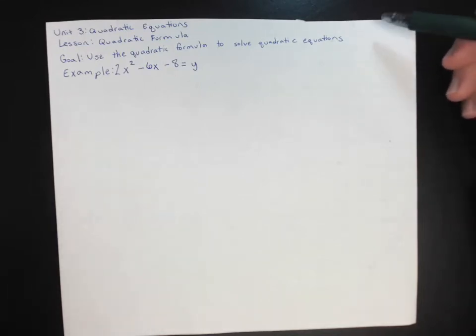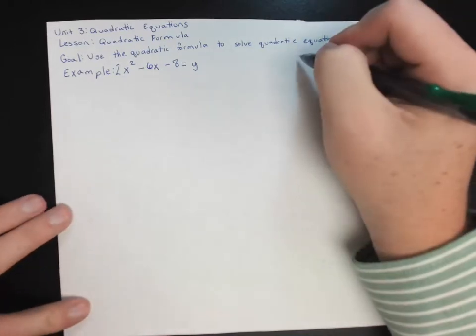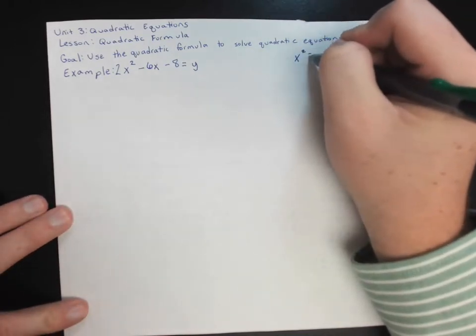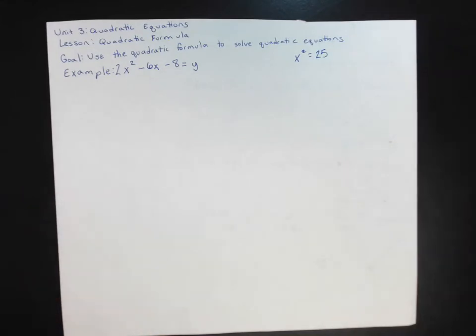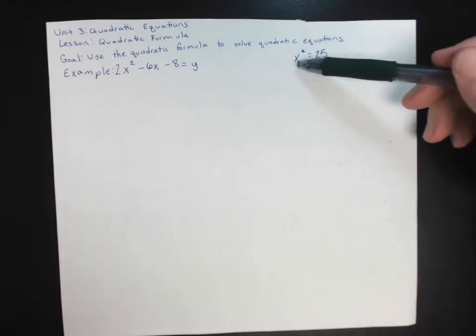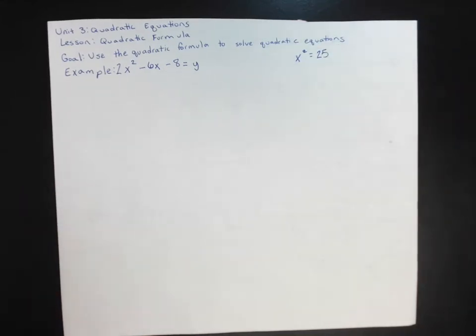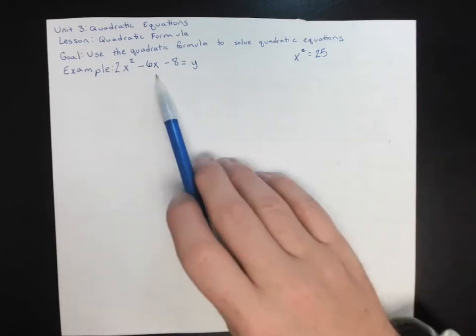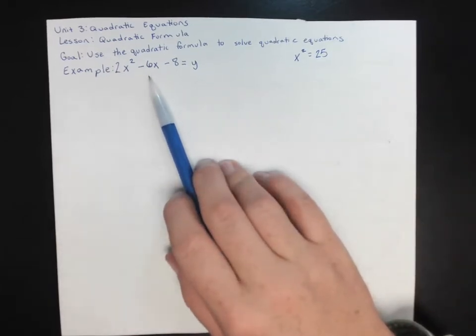Now, if you think back to quadratic equations, you have already seen stuff that looks like this. X squared equals 25, where that's very simple. All you do is take the square root of both sides and you get plus or minus 5. Today we're going to be looking at a little more complicated situation when you see something like this.